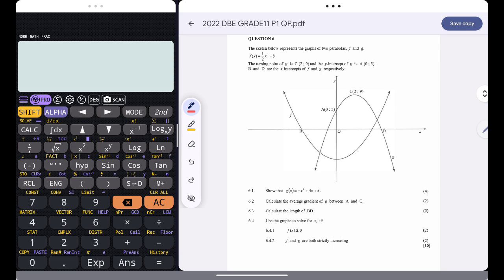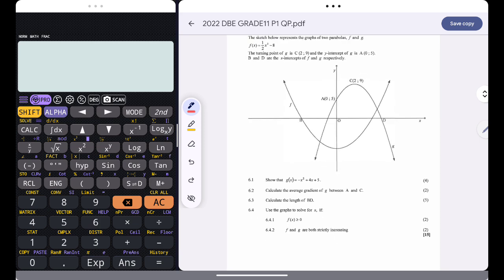Okay, question 6. I'm told that the sketch below represents the graphs of two parabolas f and g. We are given the equation of f of x, and we are told that the turning point of g is C, and the y-intercept of g is A, and then we are told that B and D are the x-intercepts of f and g respectively.